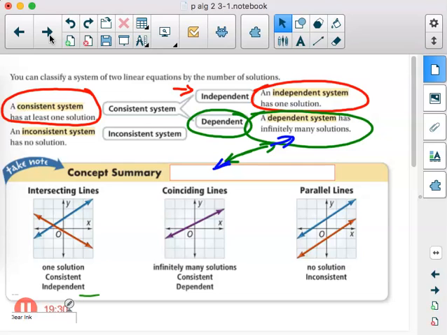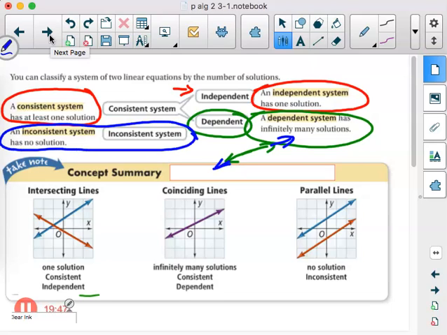So we start with consistent systems. Consistent systems, you either get one answer, which is independent, or the line is right on top of itself, and that's a dependent system. But it's still consistent because we get to say it has a solution, infinitely many solutions. And here's the one we don't like. The lines are parallel. We have to say there's no solution. That's inconsistent with our mathematical thinking. And that's because, again, we like to get an answer. We don't like it when we have to say there are no solutions to this.